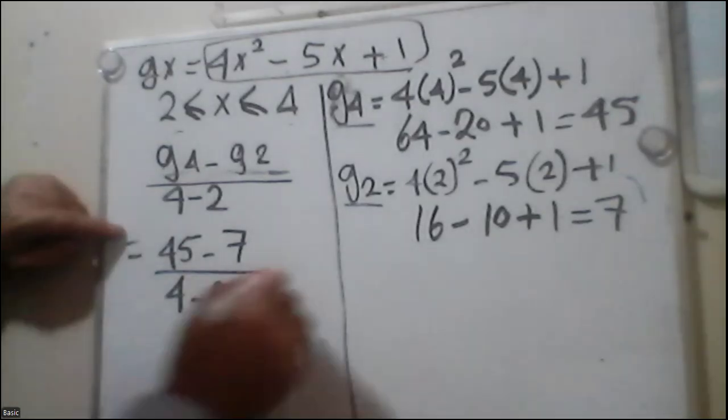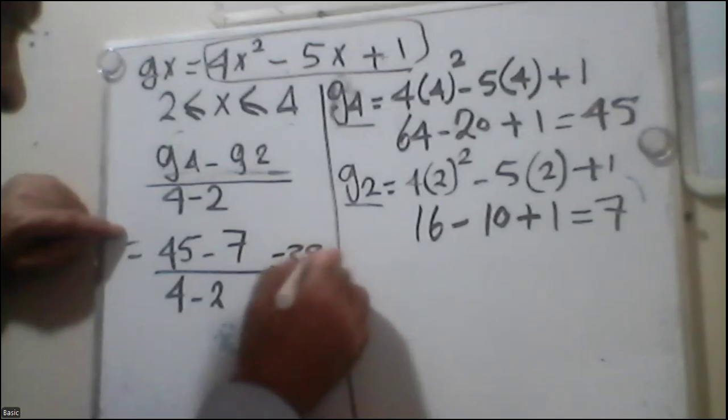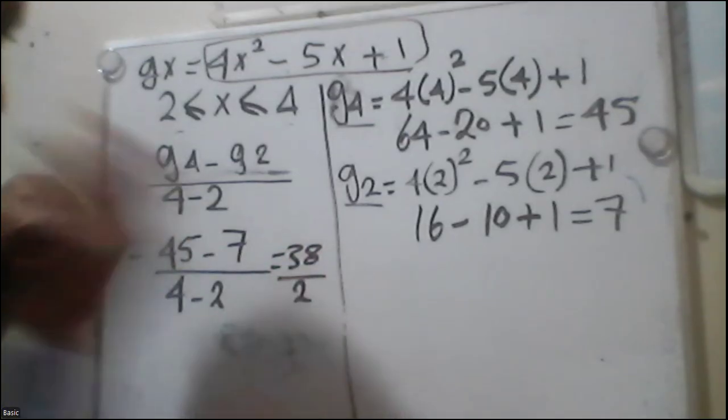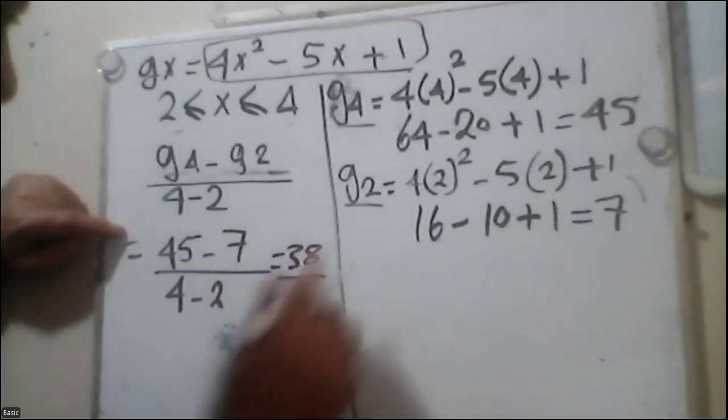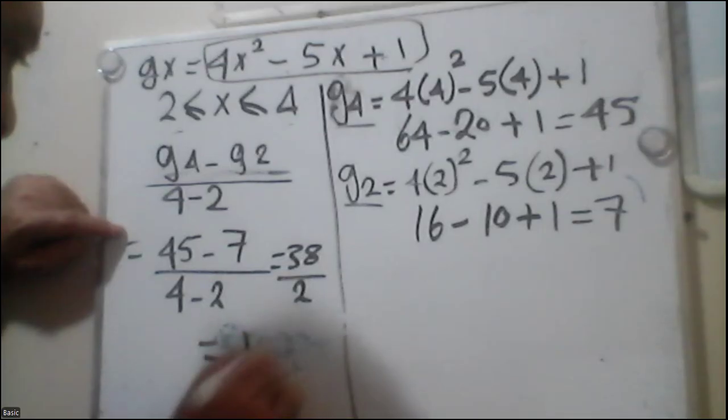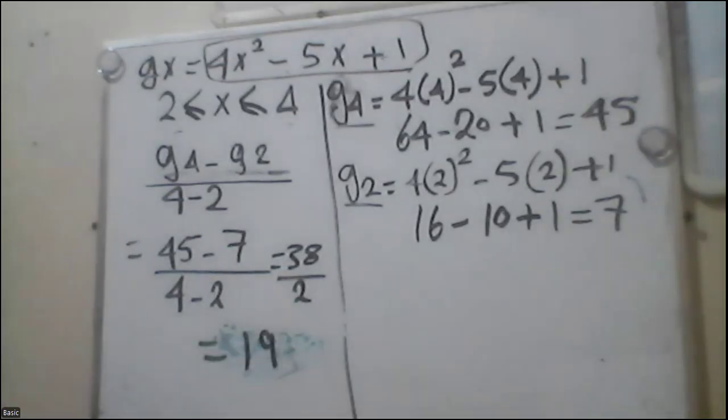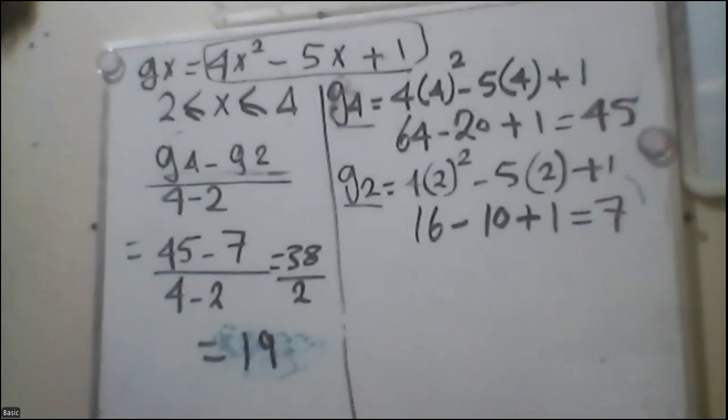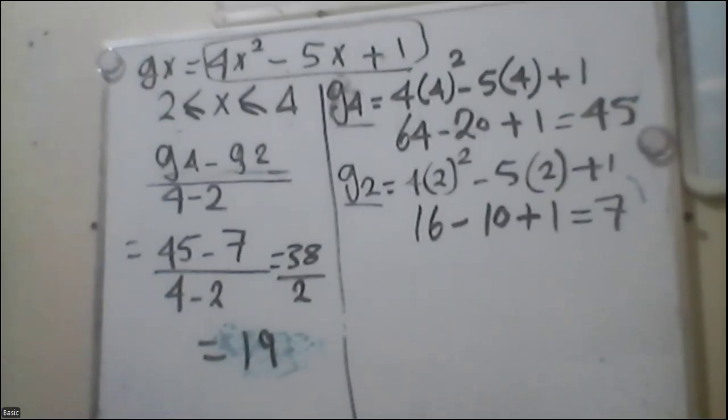That will equal 38 divided by 2. So 38 divided by 2 will give me 19. Am I clear for everyone? Clear, guys? This is how it works.